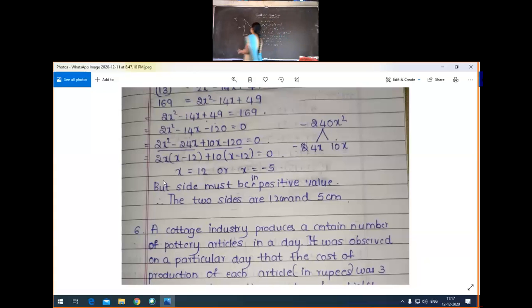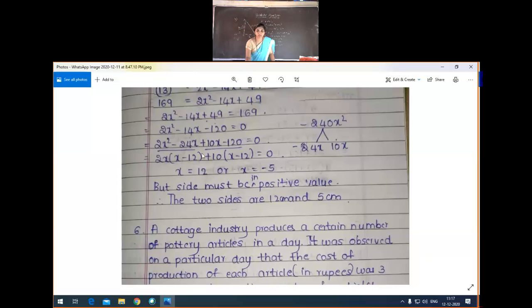If x is equal to 12 here, what is the value of altitude? 12 minus 7. What is the value of the altitude? 12 minus 7 is 5. Got the idea? So we have to consider this positive value only.